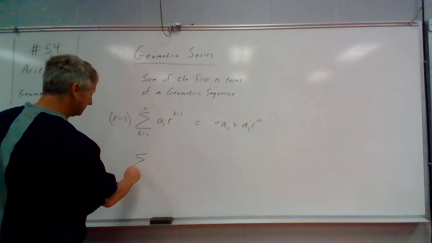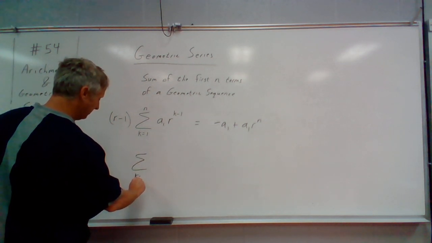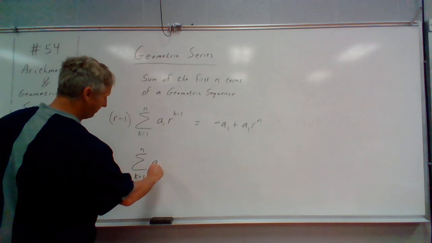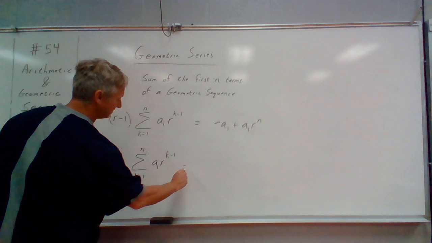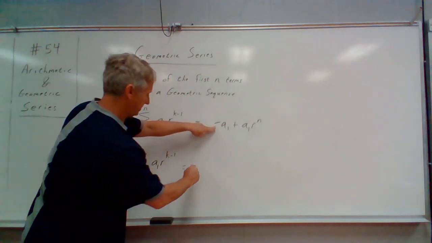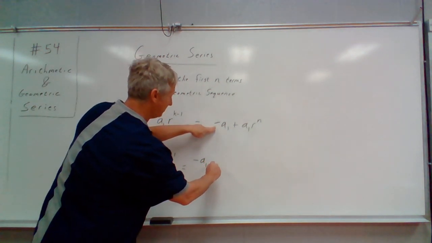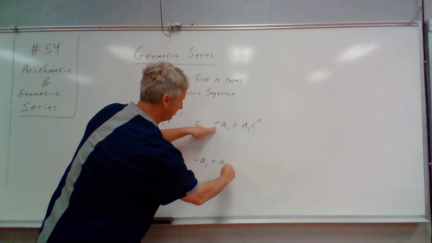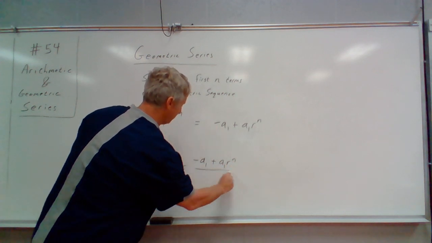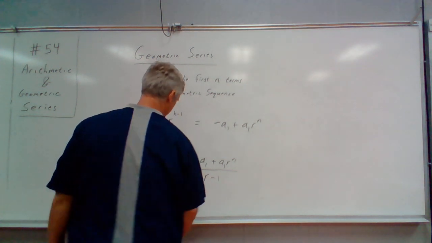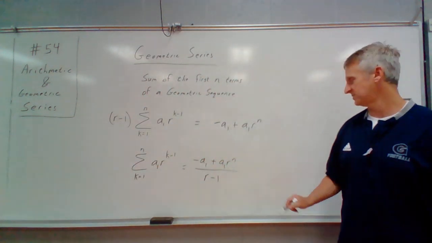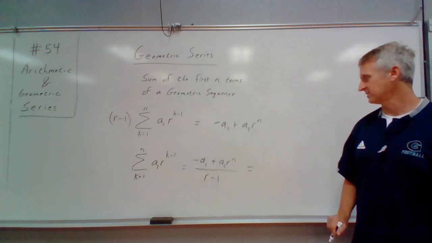So our final answer, the sum of the first n terms of a geometric sequence is equal to this. So minus A1 plus A1 R to n over r minus 1. All right, so now we have ourselves an answer here. And we're going to clean this up just a little.